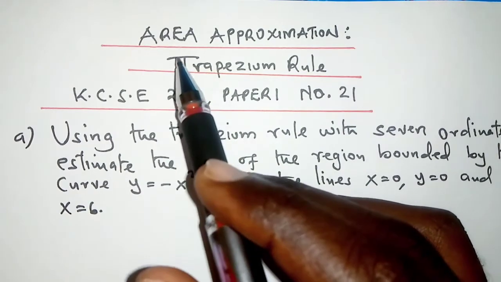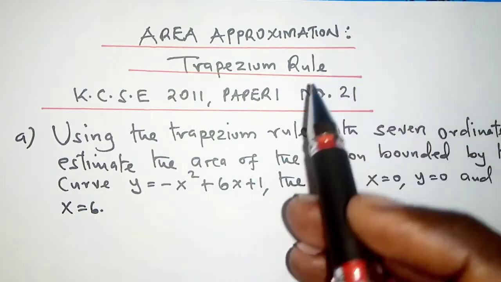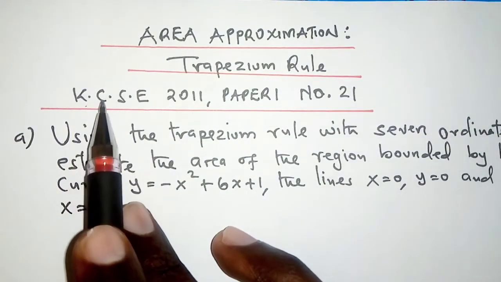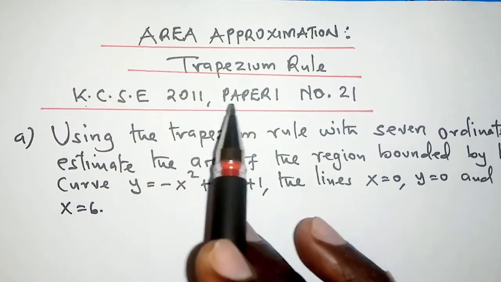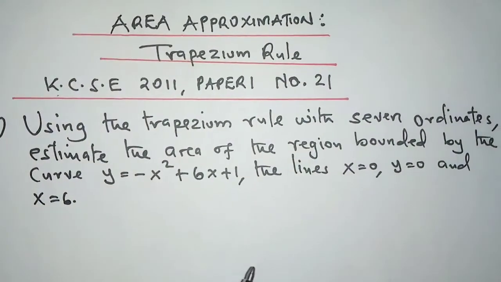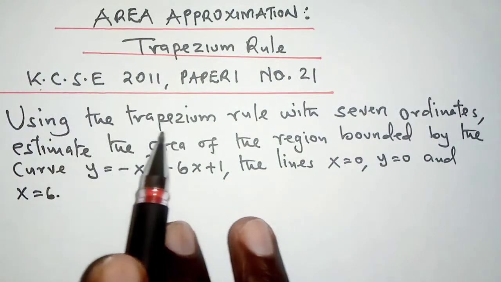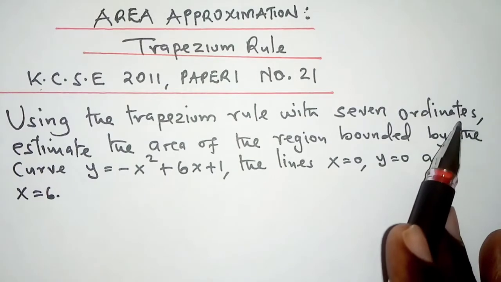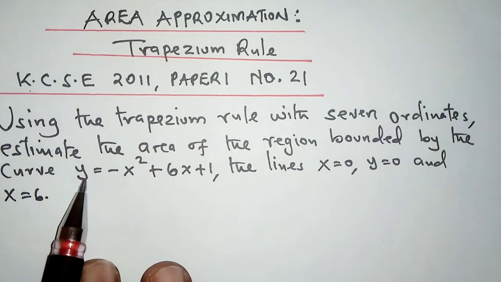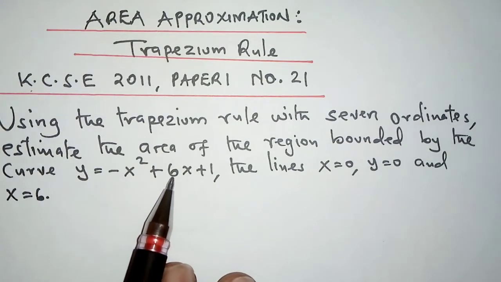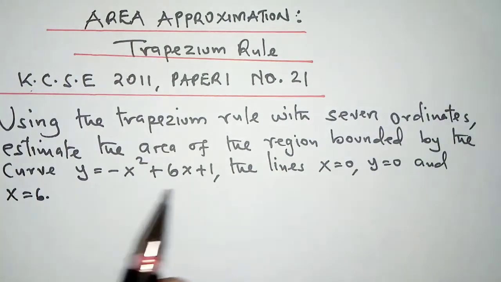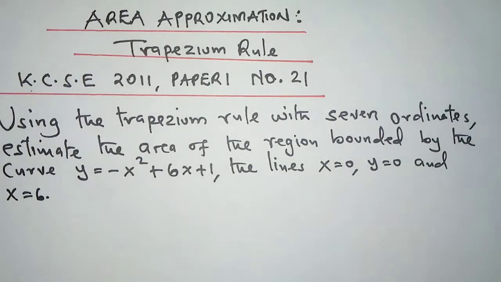Today we are going to look at area approximation, and the question is on the trapezium rule. We are looking at KCSE 2011, paper 1, question number 21, and the question reads: using the trapezium rule with 7 ordinates, estimate the area of the region bounded by the curve y is equal to negative x squared plus 6x plus 1, the lines x is 0, y is 0, and x is equal to 6.